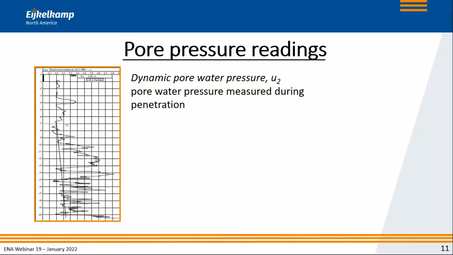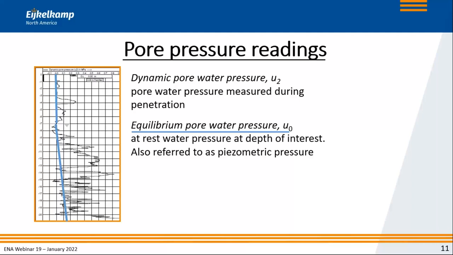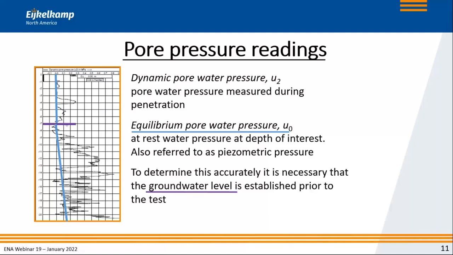So the dynamic pressure, again here now in black, is this pore pressure that you measure during penetration. And it's very important that you realize that it's not the hydrostatic pressure, because that hydrostatic pressure, indicated here by the light blue line, is obviously zero above the water table, and then it slowly starts to increase as a function of depth. And the only way that you can determine what that equilibrium pore water pressure, or the hydrostatic pore water pressure, is, is when you know where the groundwater level is. If you don't know that, then obviously you have a problem defining what that blue line is all about.